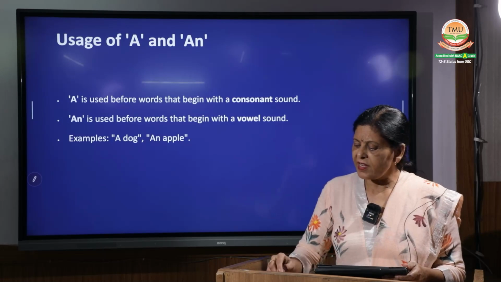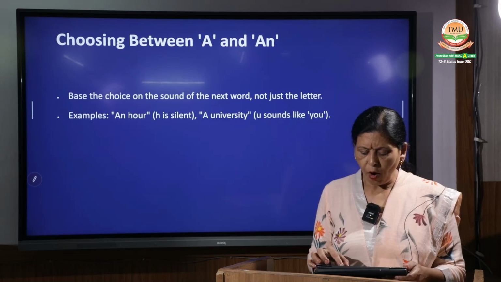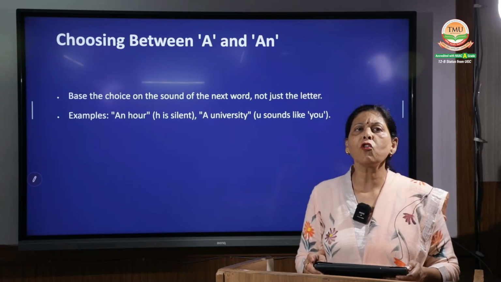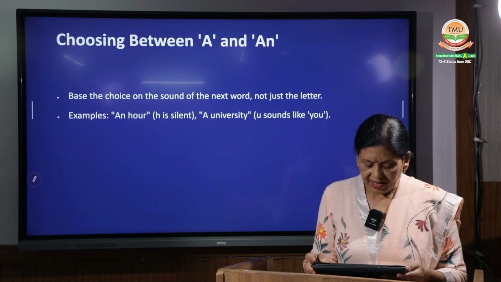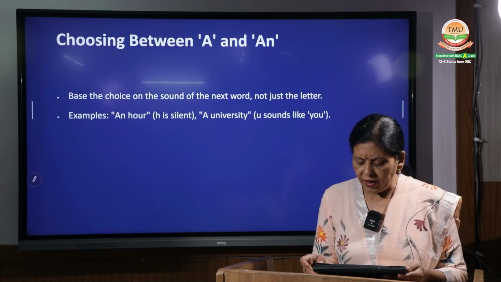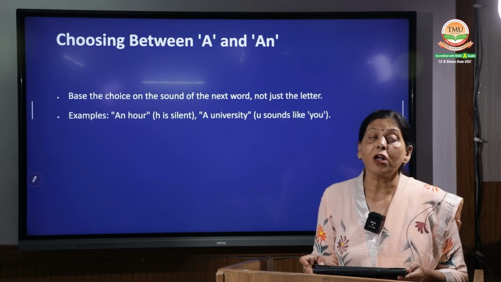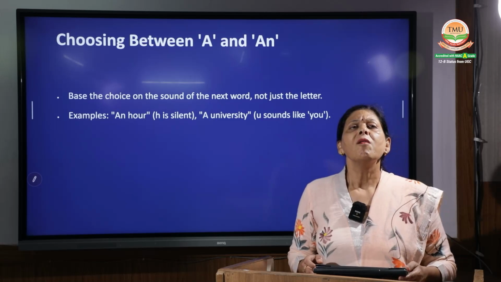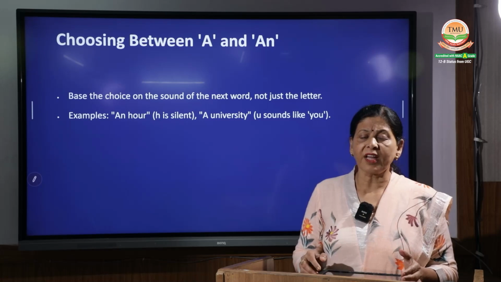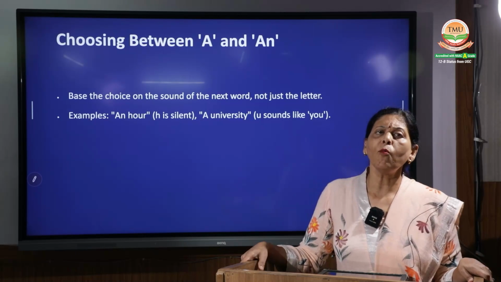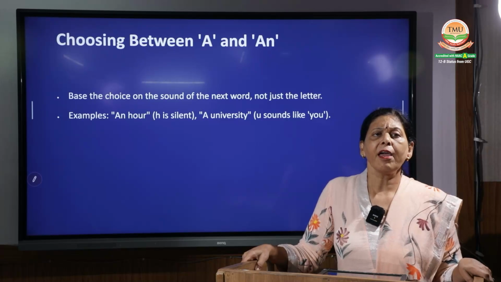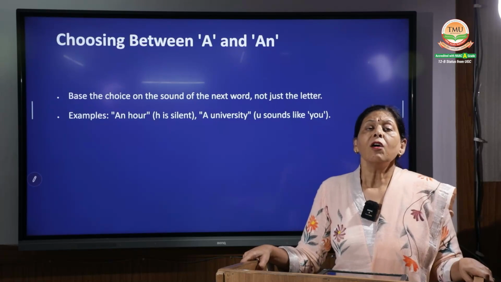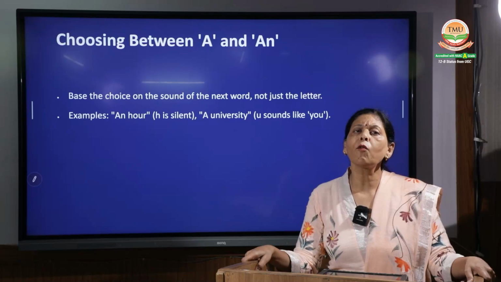Then after this, let's see the common conditions where we use a and an. Usage of a and an. That is, a is used before words that begin with a consonant sound. So this we have discussed, that a is used with the words that begin with consonant sounds. Now, before moving forward, let me clarify for the ones who might have some doubt what consonant sounds and vowel sounds are.